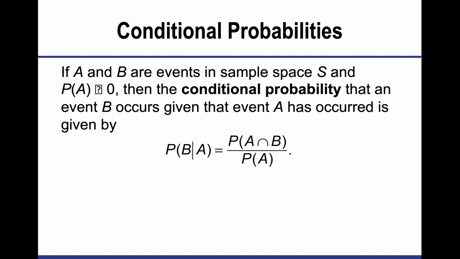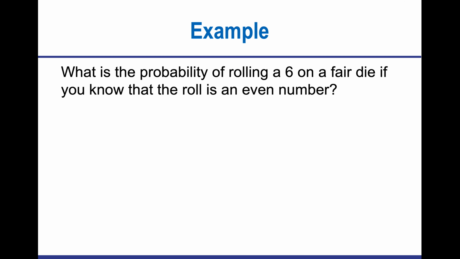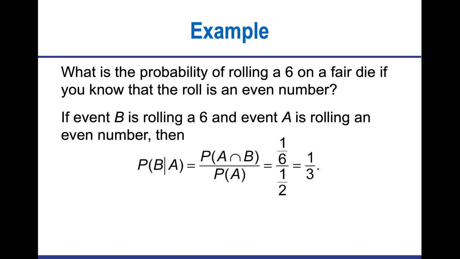Conditional probabilities are things like "given something." There's a given that has to happen. So if I look at the probability of rolling a 6 on a fair die if you know the roll is an even number, that even number has to happen. The probability of rolling a 6, given that it's an even number: the probability of a 6 is 1/6, and the probability that it's an even number is a half. So when I do 1/6 divided by 1/2, that gives me 1/3.